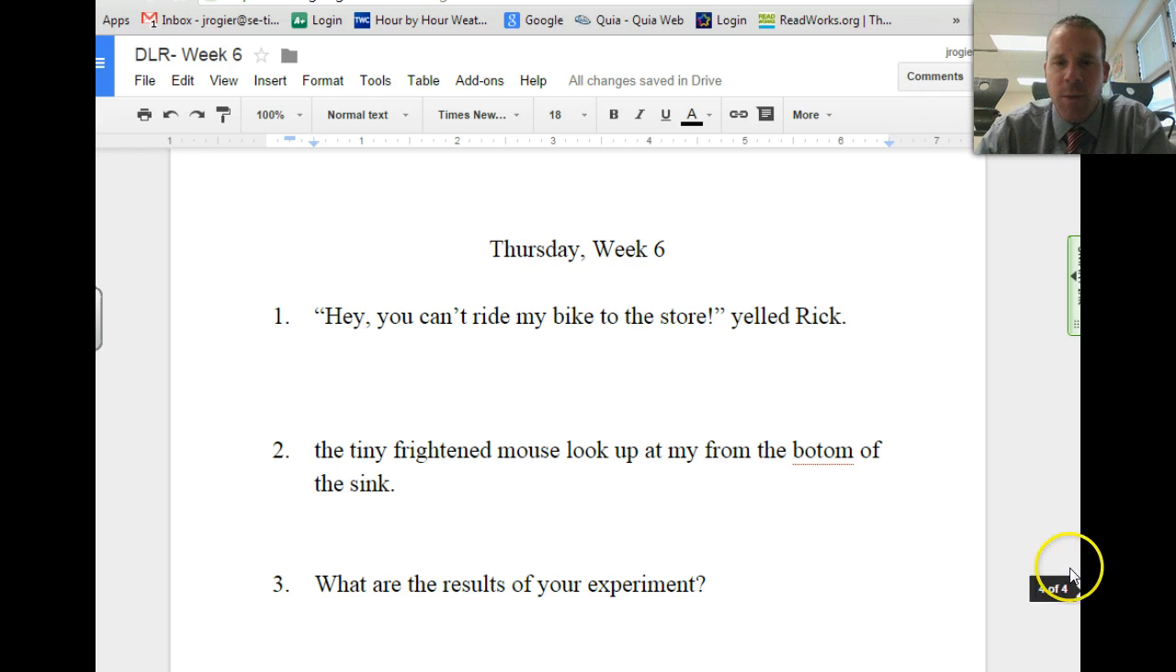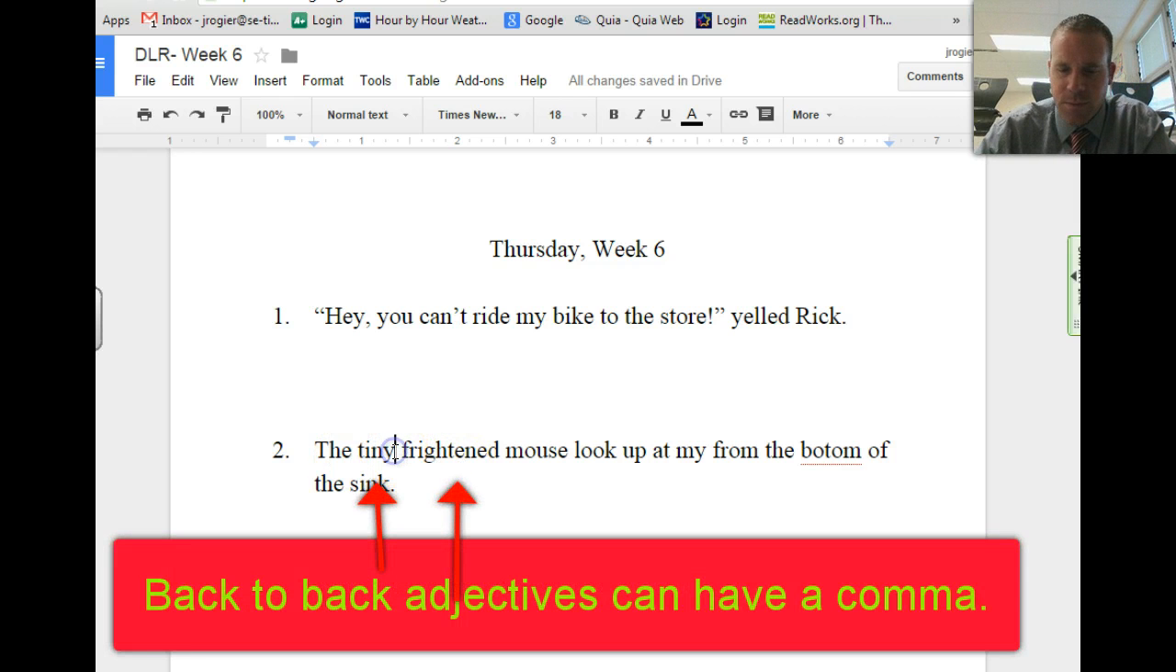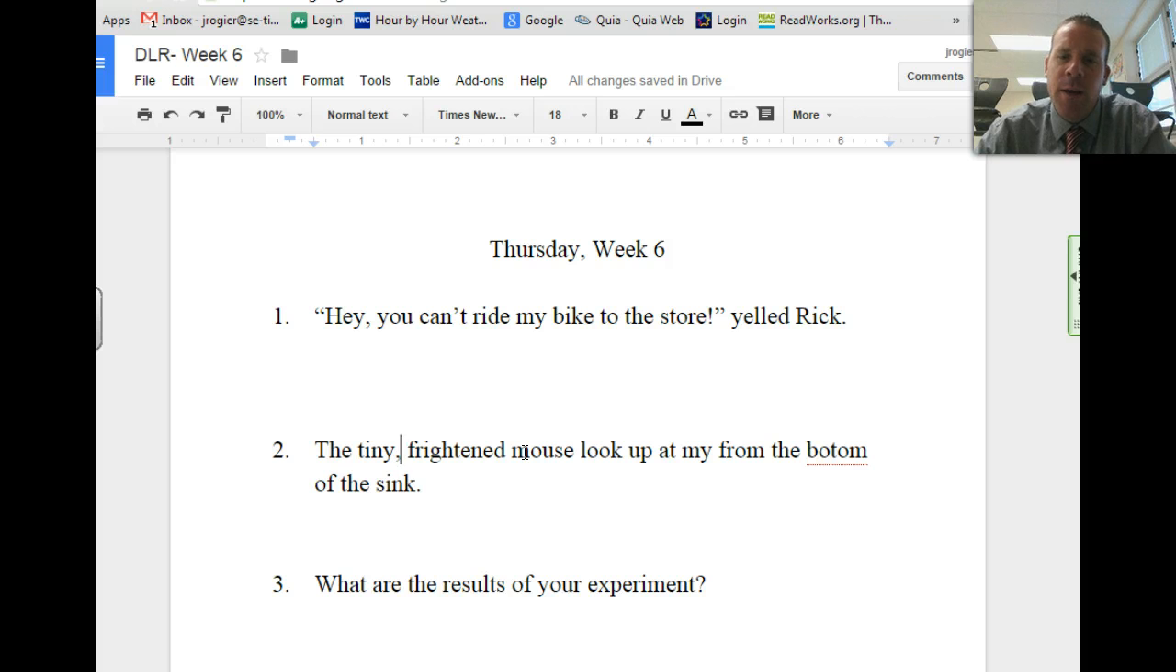That's number 1. Number 2, the tiny frightened mouse look up at my from the bottom of the sink. That one's really hard to say when it's not done correctly. So start with our capital letter, the tiny frightened mouse. Sometimes when you have two adjectives, you could put a comma right here because tiny and frightened both describe mouse. So you could go ahead and do that.